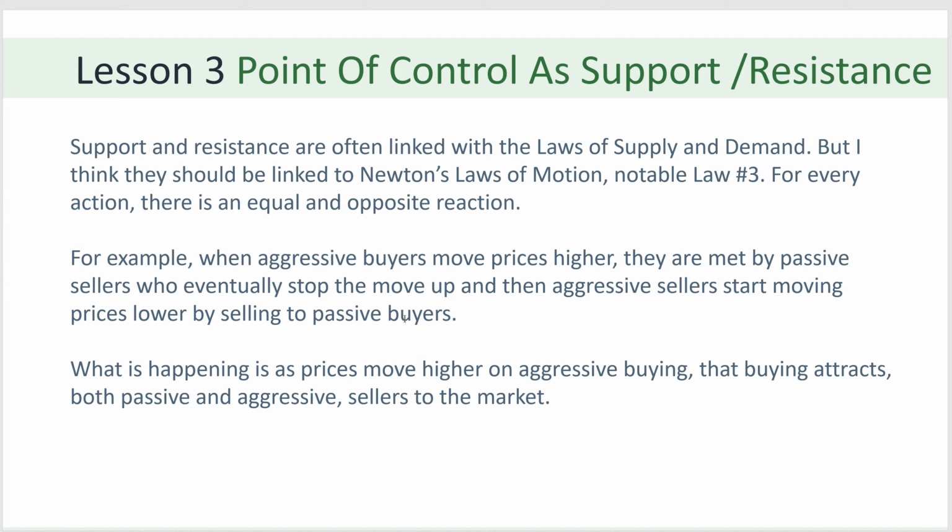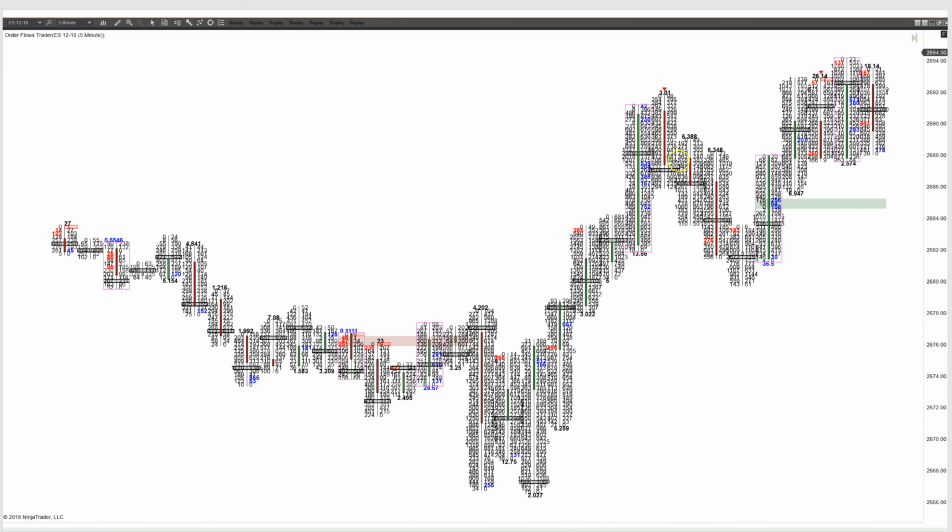What's happening is prices move higher on aggressive buying, and that buying attracts both passive and aggressive sellers to the market. As the market is moving higher, people are bidding up the market as well as lifting the offer. Finally, it gets to a level where there's strong passive buyers, but at that point you also have aggressive sellers coming in, people realizing, hey, this is a good selling opportunity. I don't want to miss this. They start selling into the bid, and then the market starts selling off again.